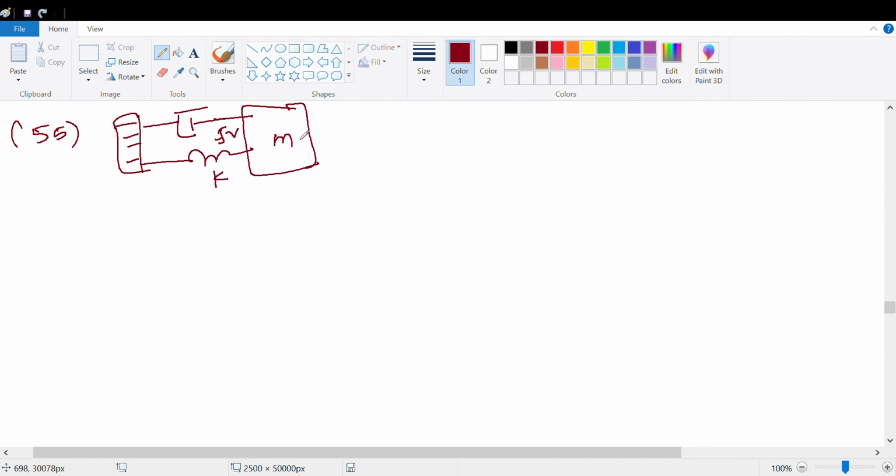This is M, this is F of t, and this is X of t. This is a basic mechanical system. In homework 2 and homework 3, we have seen the advanced ones. First of all, we need to analyze this one, then we can analyze those. Okay, 55. This is a basic system.